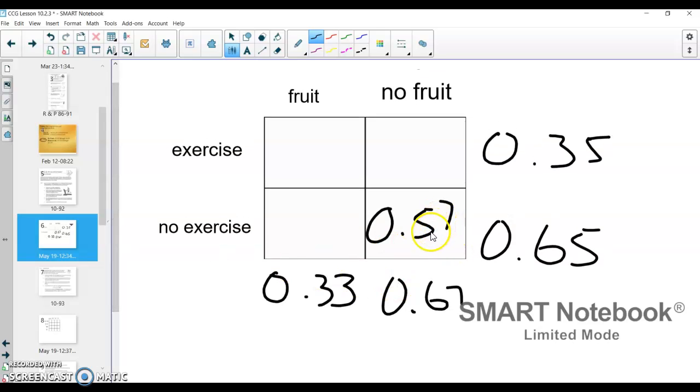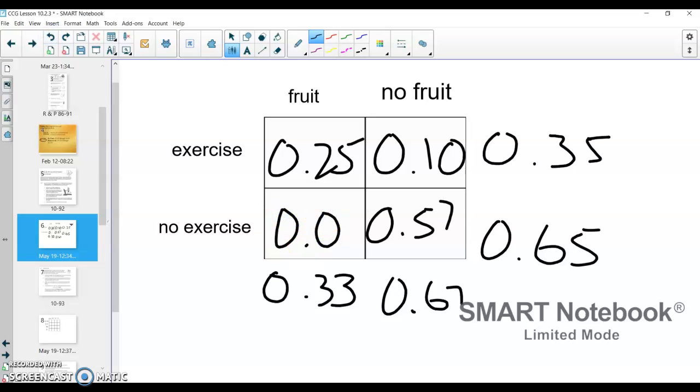Since this is 0.57, that means right here we'd have to have 0.10, because 0.10 plus 0.57 gives you your 0.67 down here, which would be our total of no fruit. Because this one is 0.10, this one here has to be 0.25, because 0.25 plus 0.10 gives you your 0.35 here. And if that one's 0.25, this one has to be 0.08, because 0.08 plus this gives me my 33%. And all of a sudden we have our two-way table.